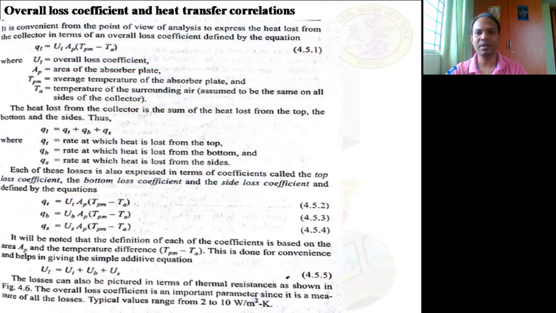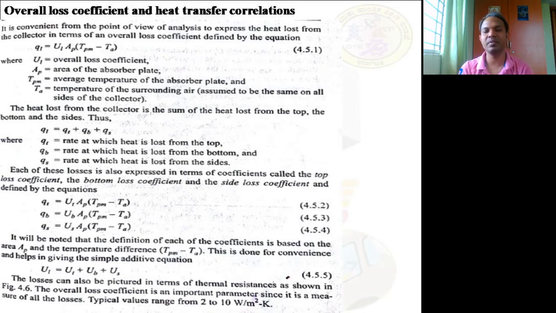Now let me talk about the overall loss coefficient, usually denoted by U. It's an overall heat transfer coefficient, and we can also call it the overall loss coefficient. This overall loss coefficient is always in terms of watts per meter square degree kelvin or degree centigrade, and is given by Newton's law of cooling. If you see this expression, it is convenient from the point of view of analysis to express the heat loss from the collector in terms of an overall loss coefficient defined by the equation Q_L = U_L × A_p × (T_pm − T_a).